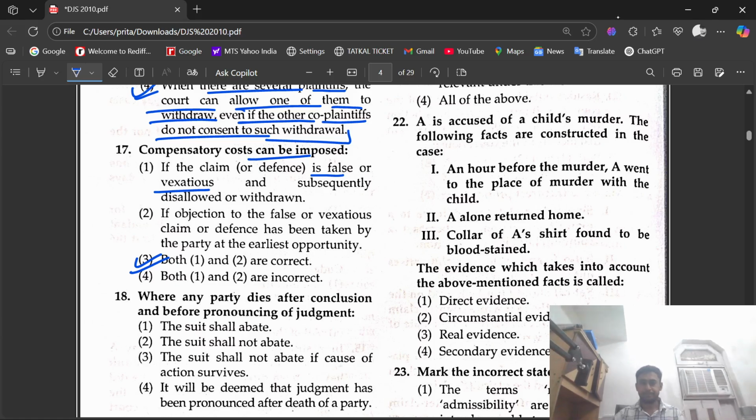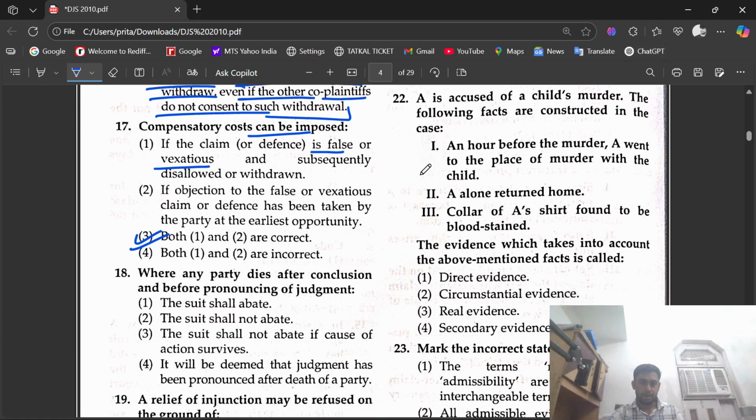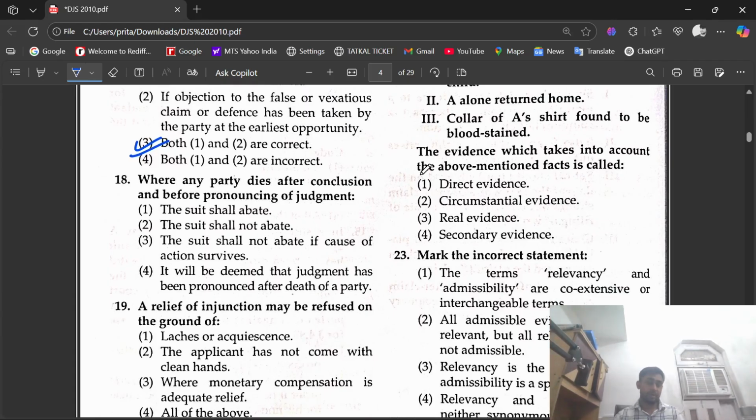Question number 18. Where any party dies after conclusion of hearing and before pronouncing of judgment, the suit shall not abate.